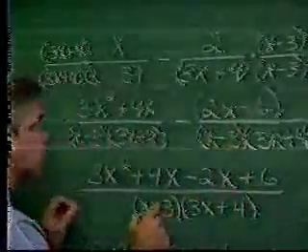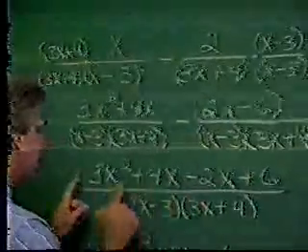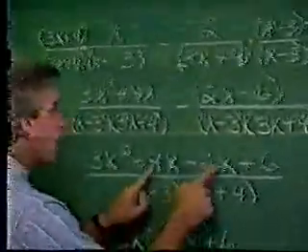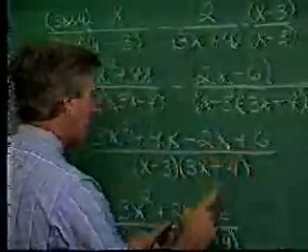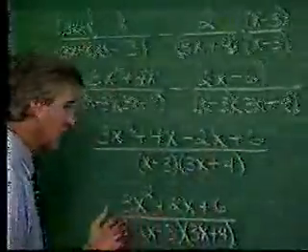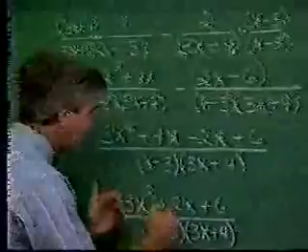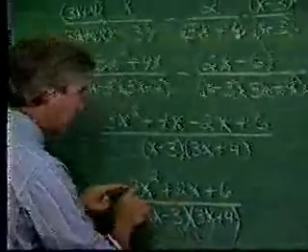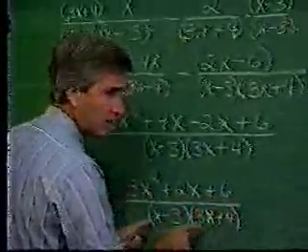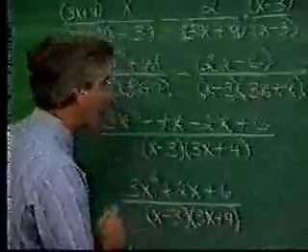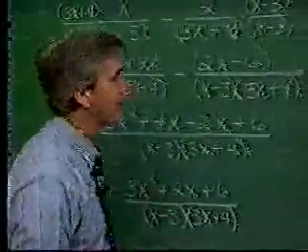All right, now let's collect the like terms. We have 3x squared, 4x minus 2x is 2x, and we bring down the 6. And this becomes our final answer. Notice that I would be looking for a possible factorization here that would lead to a cancellation. I don't see any, so this is my final answer.